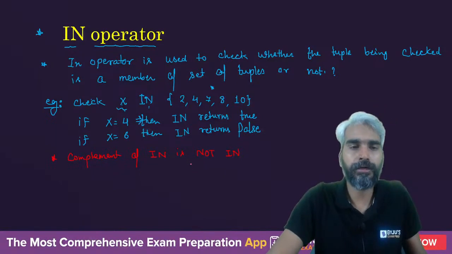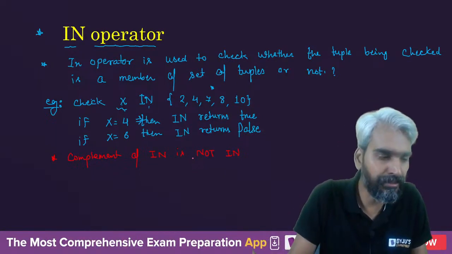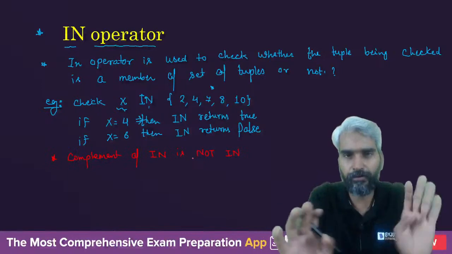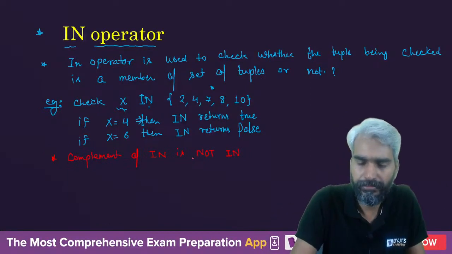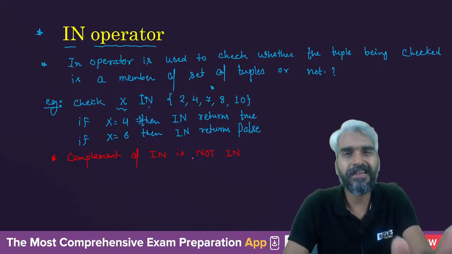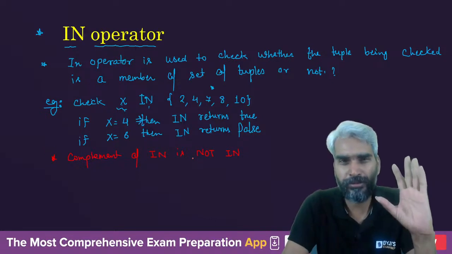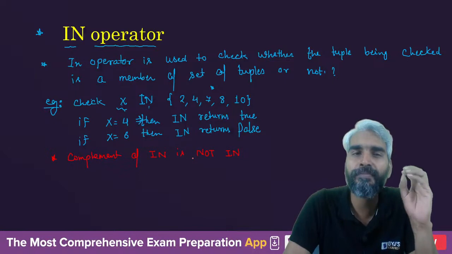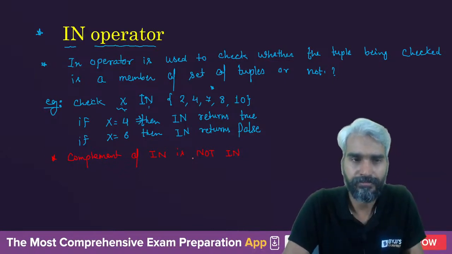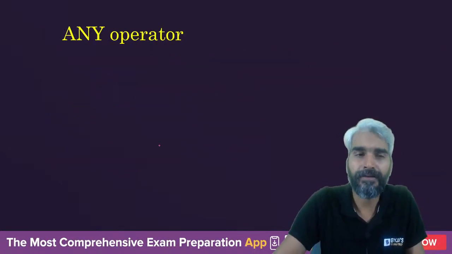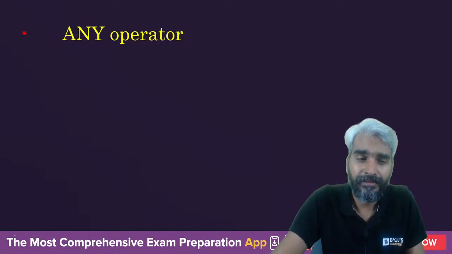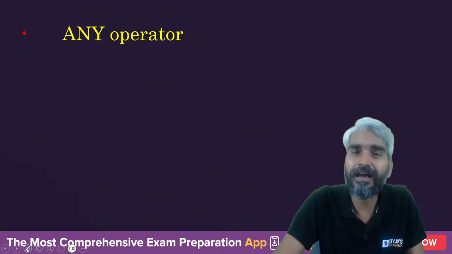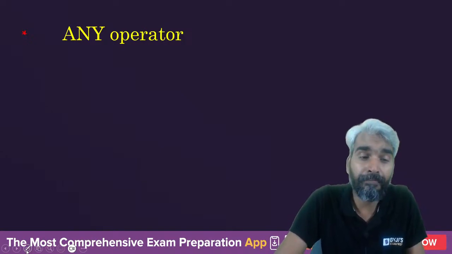Right? So yeah, fine. I'll give you the example all together. First, try to understand the operators. So this is in operator. So this is a simple operator. It is basically checking whether your tuple is a member of the given set of tuples or not. Right? So next one is any operator. So what happens with the any operator? Any does not work alone. Any operator is used along with other comparison operator.